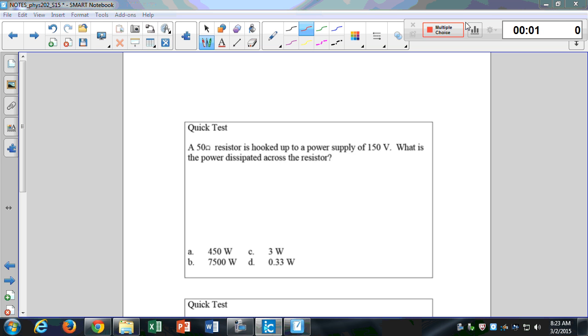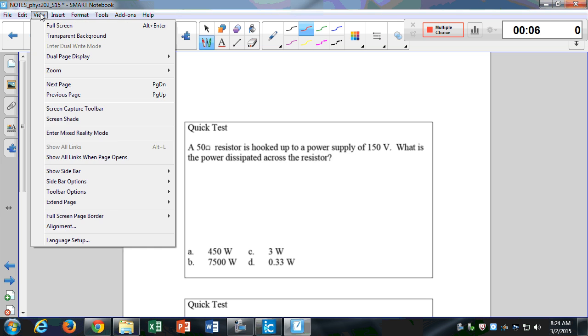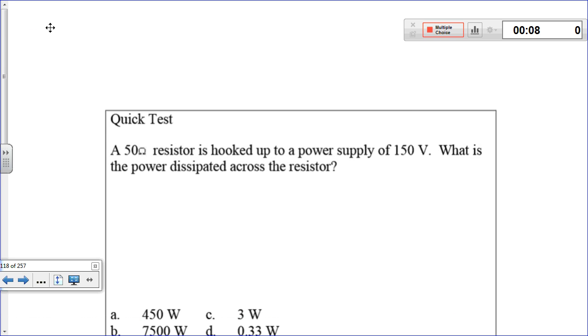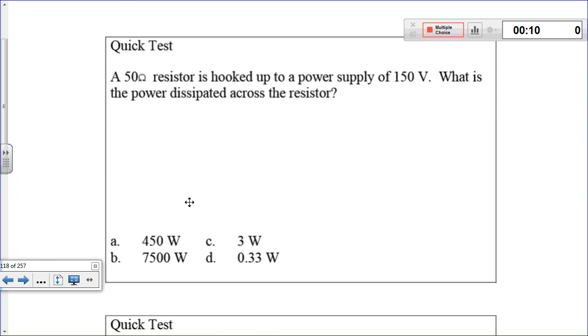A 50 ohm resistor is hooked up to a power supply of 150 volts. What is the power dissipated? Remember, P is equal to VI. We had those alternate expressions as well, V squared over R and I squared R. We'll make this the last one.